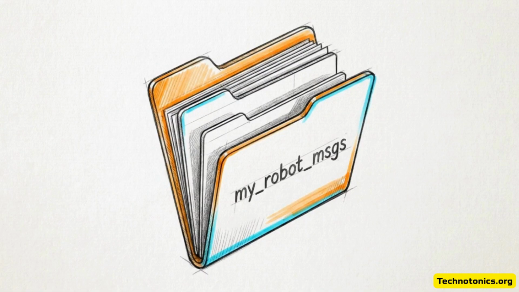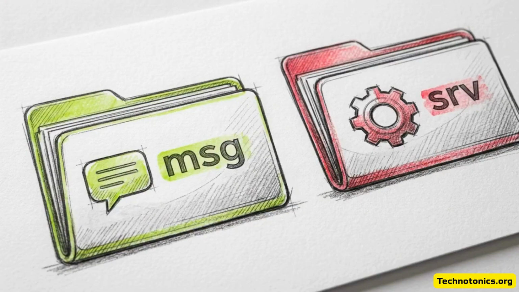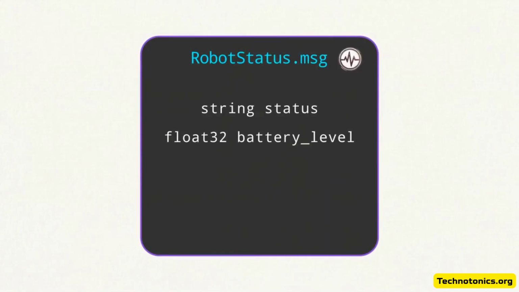Inside your new package, create 2 separate directories. Name one msg for your custom messages and the other srv for your custom services. This keeps your definitions organized. In msg, create robotstatus.msg with a status string and battery level float stacked into one packet.